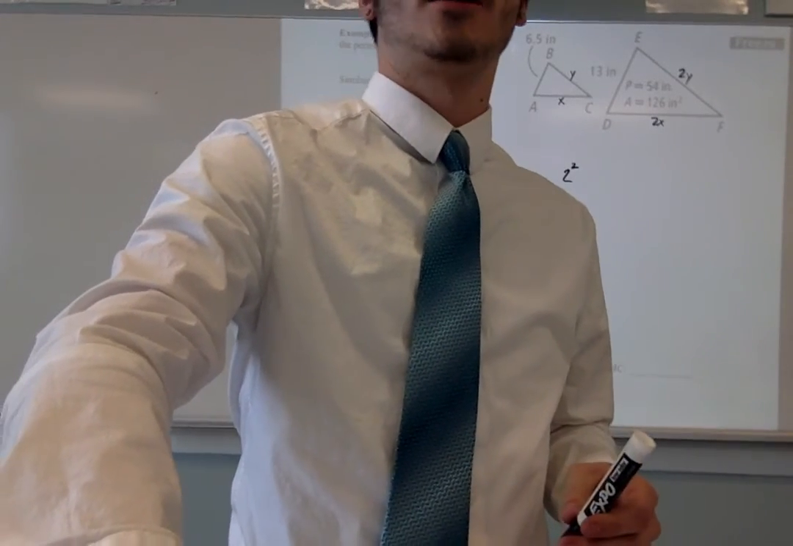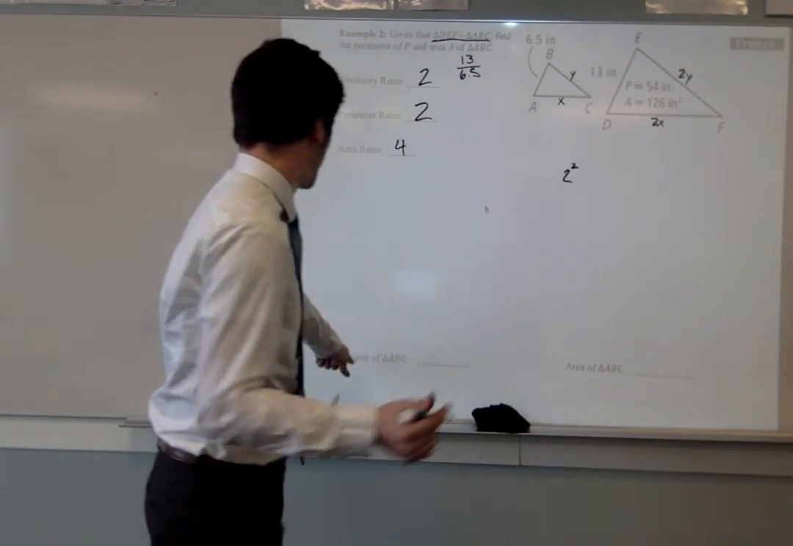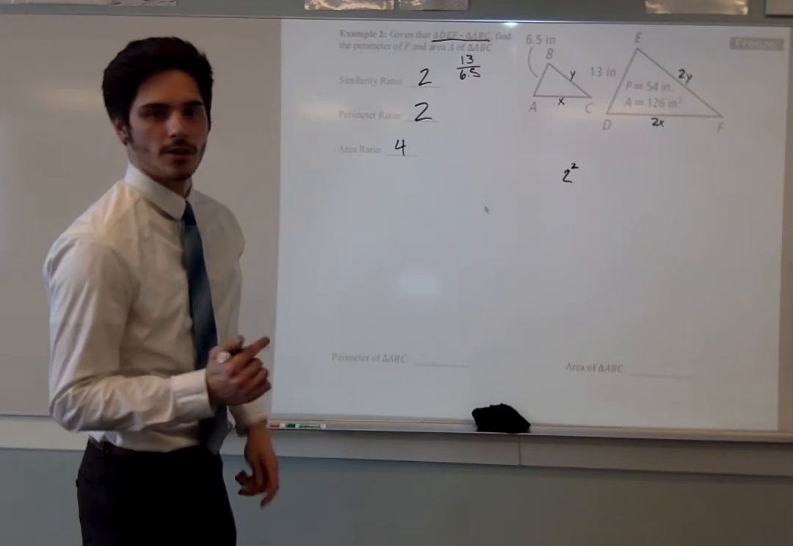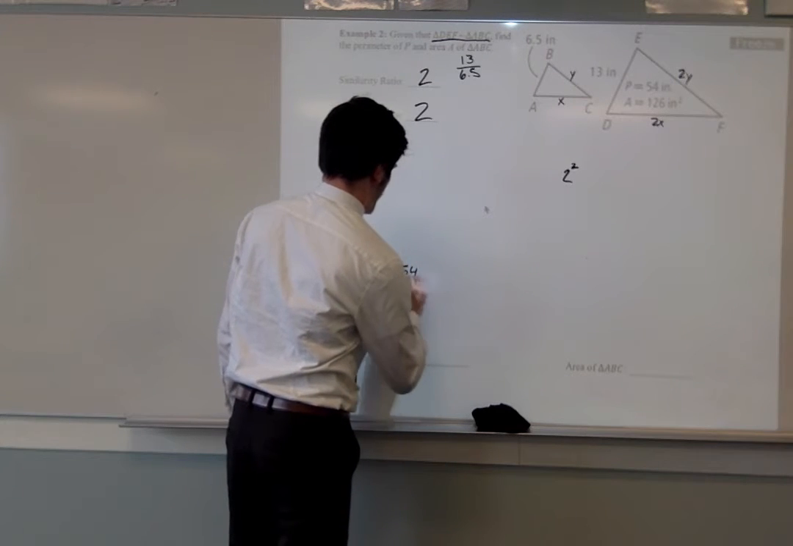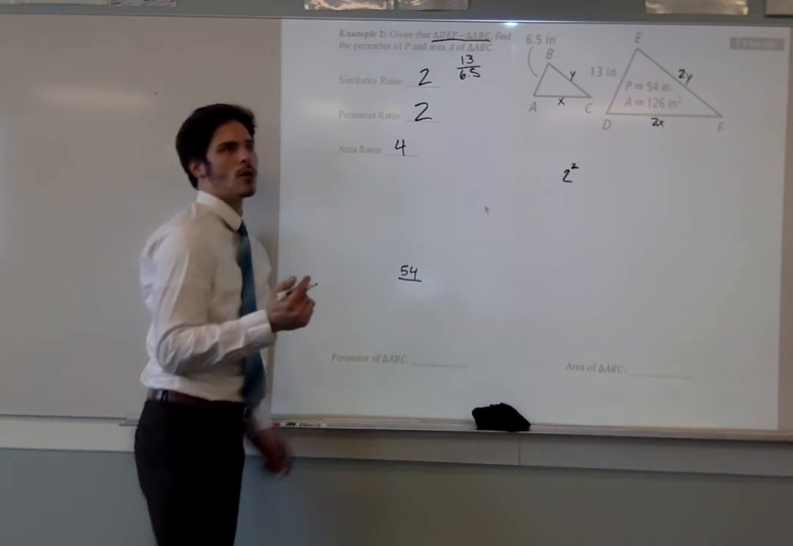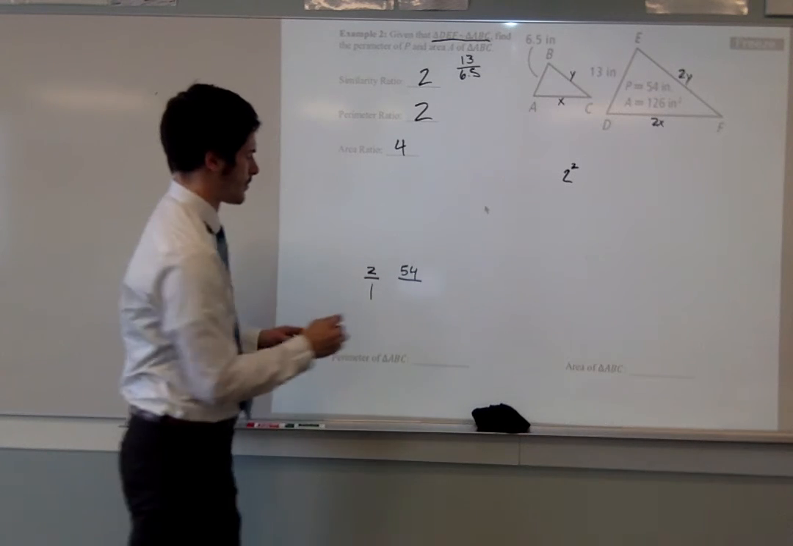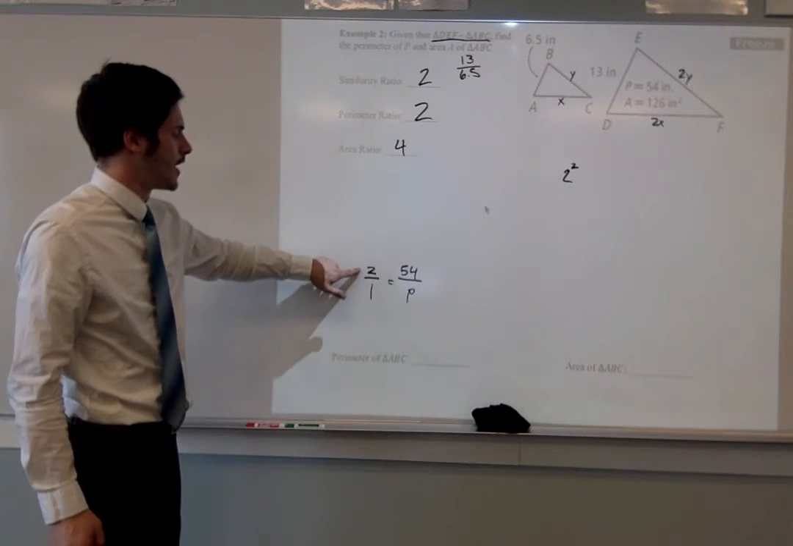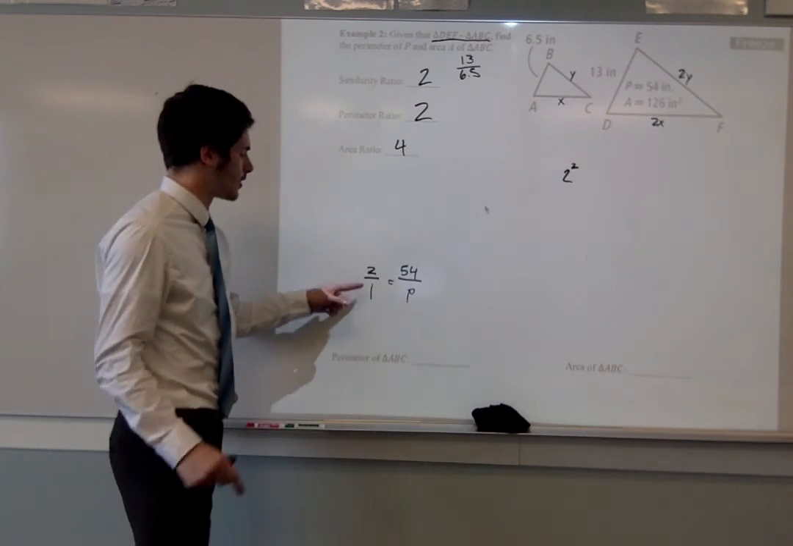And so to fill out the last portion, we'll find the perimeter of triangle ABC. So we know that the perimeter of EDF is 54, right? And we know the scale factor is 2, which can be thought about as 2 to 1. So we're going to set it up like this because this is our scale factor. For each 1 unit or 1 inch in the small triangle, we're going to have 2 in the big triangle.